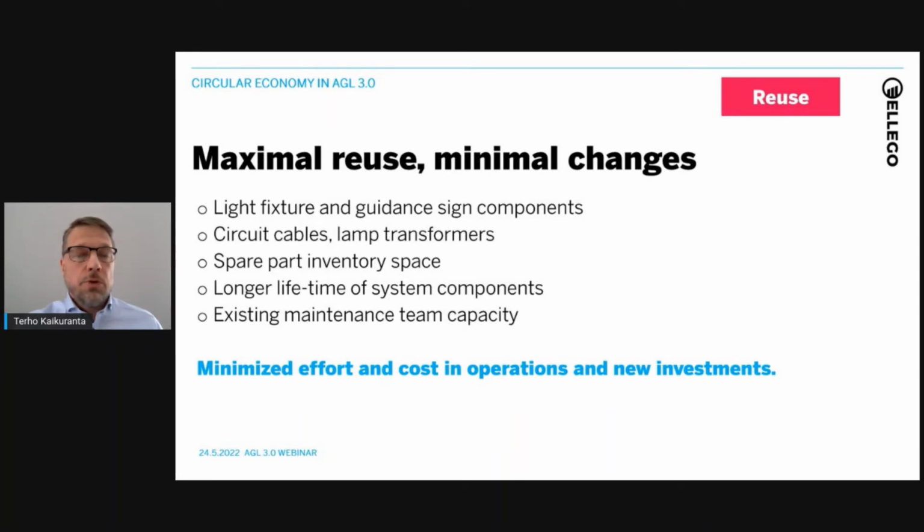And you can also reuse the existing maintenance capacity. So whatever is the team size, when the maintenance work effort for the AGL goes down, your team can do more other things. And this will again minimize the effort and cost also on the operation side and also on the new investment side.